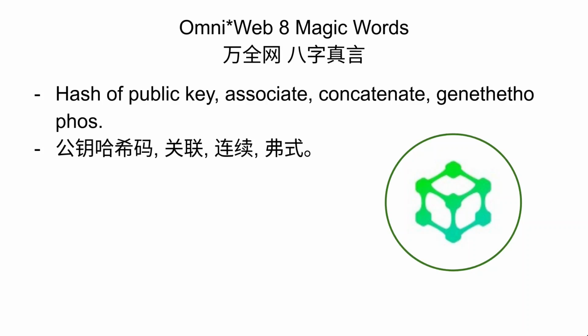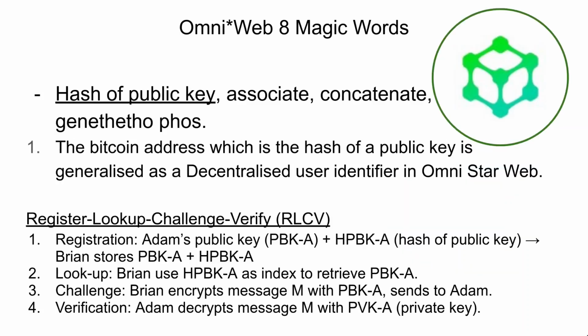The 8 magic words of OmniStar Web are: hash of public key, associate, concatenate, genethethos. The Bitcoin address, which is the hash of a public key, is generalized as a decentralized user identifier in OmniStar Web.